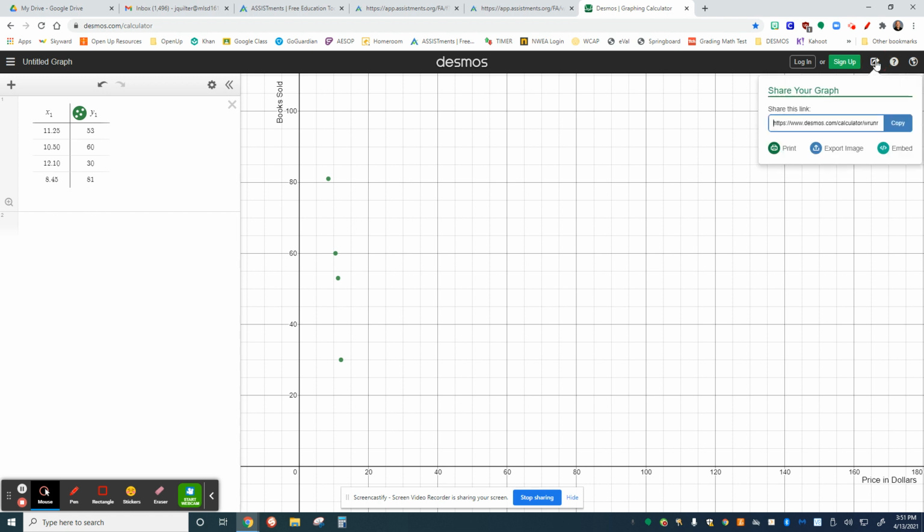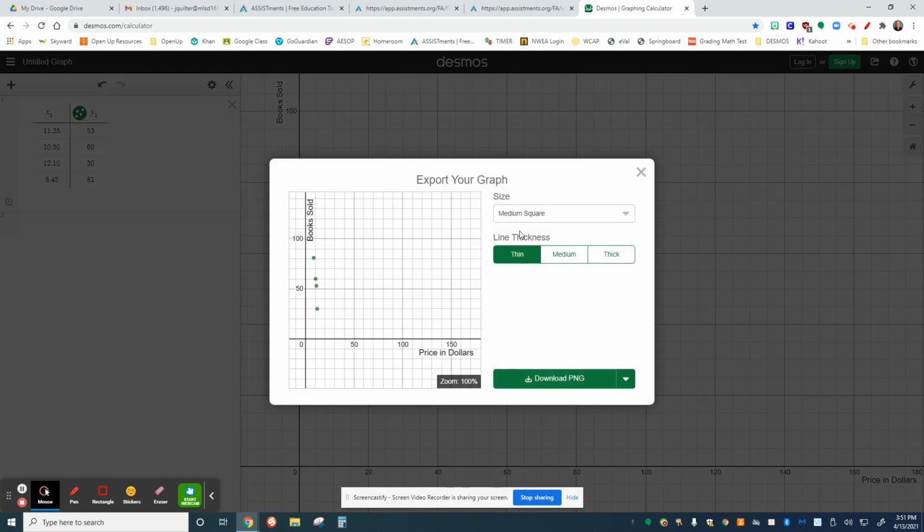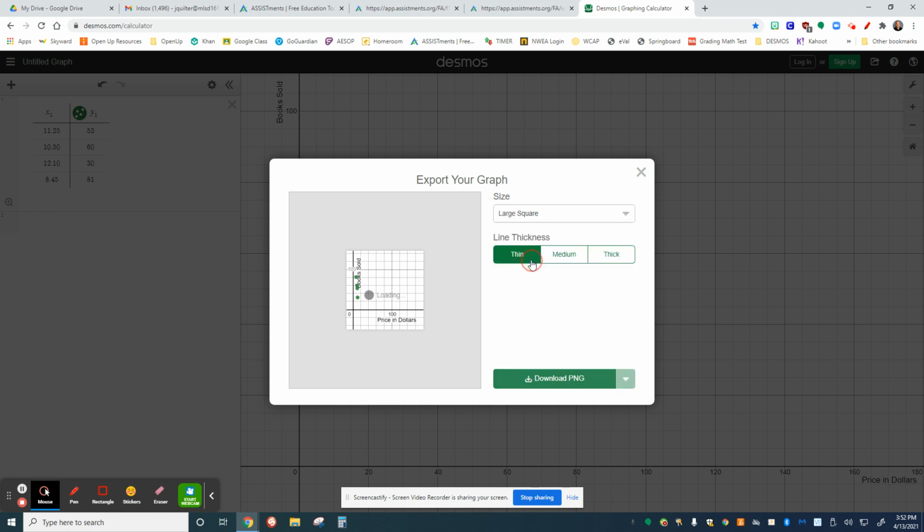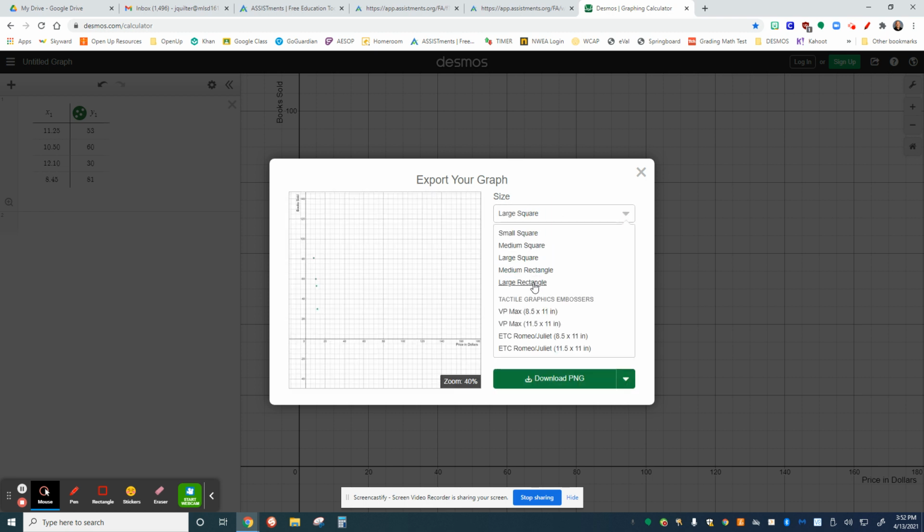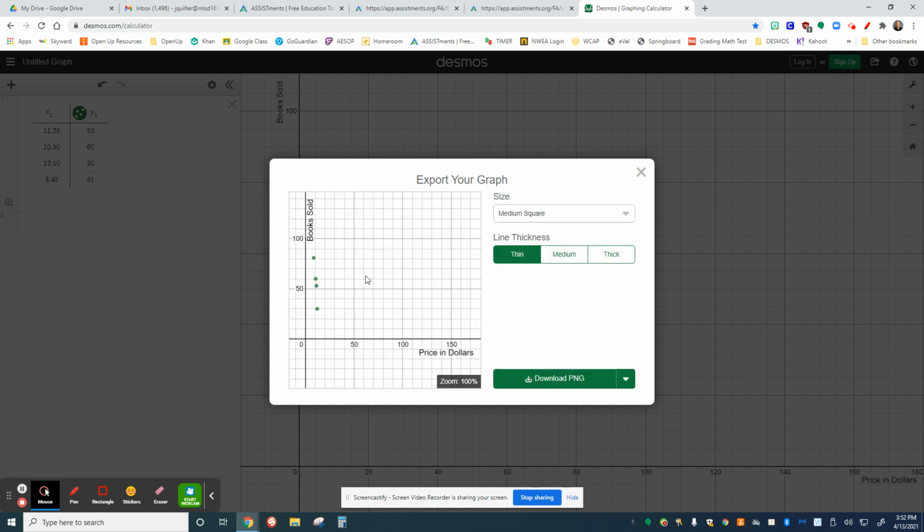It says share graph, and then click on export image. You can get medium square, small square, large square, medium range. Go ahead and play with it and see. I like the medium square the best. You can get some line thicknesses that are much thicker. Go ahead and play with it however you want.